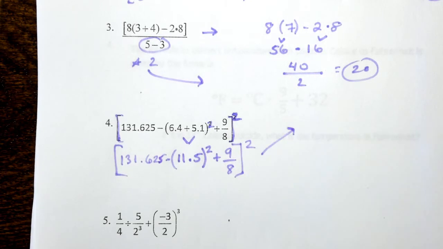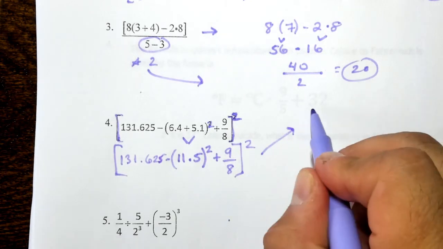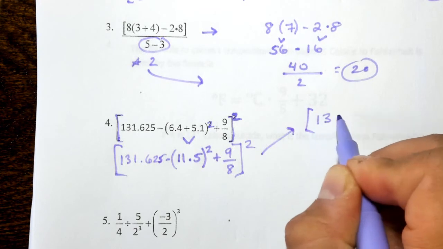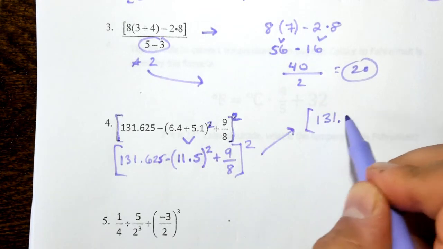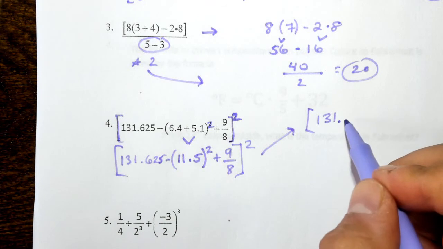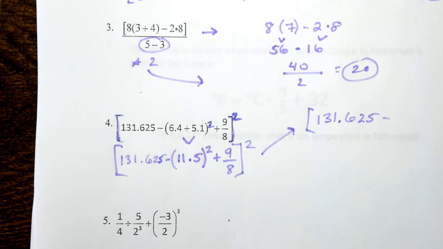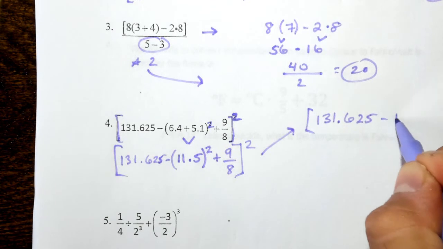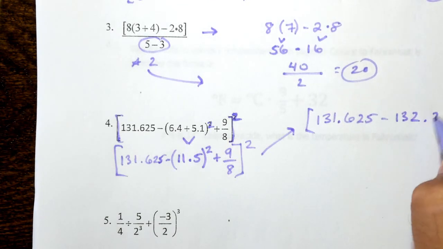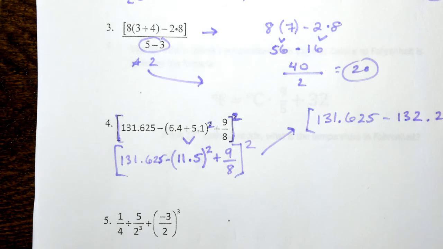Matter of fact, since I know that's going to be what I focus on next, I'm actually going to write the problem over again. Obviously, I'm not going to rewrite the 11.5 to the power of 2 because we're going to evaluate that right now. So let's do that. 11.5 to the power of 2 is 132.25. And since you've basically evaluated it, you don't need the parentheses anymore because the parentheses was just there to force us to evaluate this exponent. Plus 9 over 8.